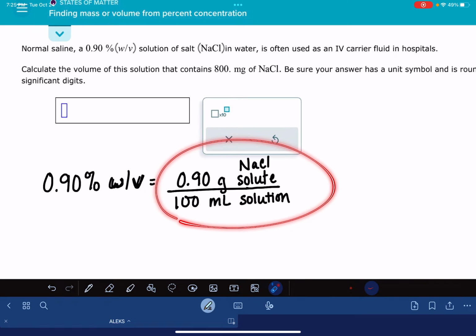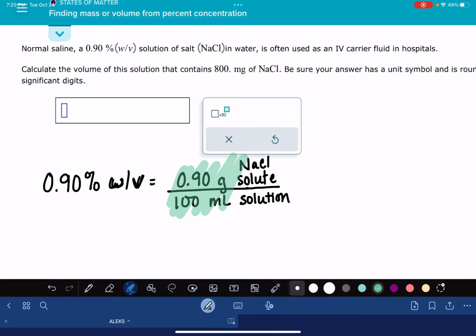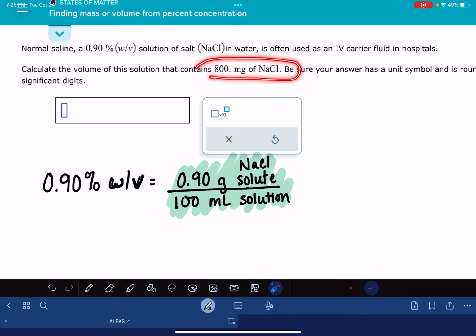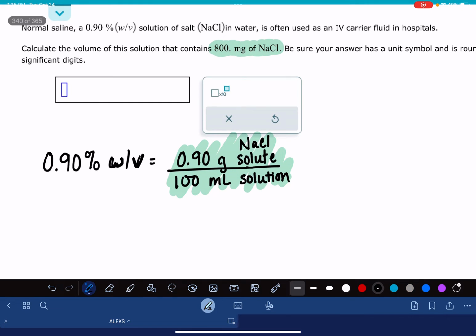So once we have this set up, no matter which version of the problem you're looking at, you are going to want to set this conversion factor up. Then we are ready to actually tackle the problem. The next piece of information that we want to focus on is the information that ALEKS is providing to us. There's a lot of story in here, but what we really want to focus on is the number and the unit that ALEKS is providing us with. For mine, it is 800 milligrams of NaCl.